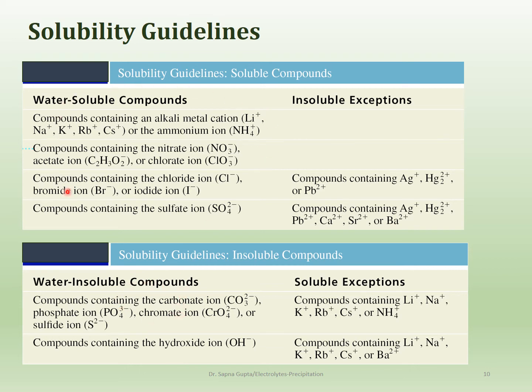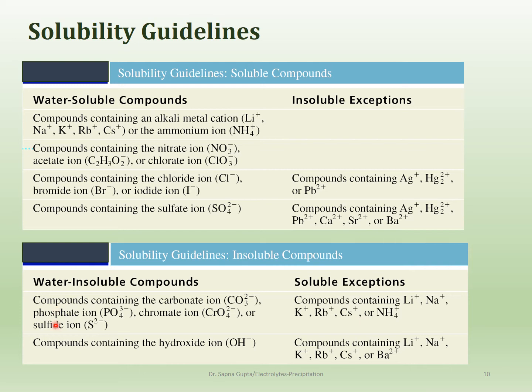And then we have the insoluble compounds. Now these ones were all soluble with the insoluble exceptions. Now we have the insoluble compounds with the soluble exceptions, which means that these compounds are in general insoluble. So for example, carbonate ions: if you have any compound that contains a carbonate ion, that is going to be generally insoluble, except the ones that have no exceptions here on the top, which is group number 1 and ammonium ion.